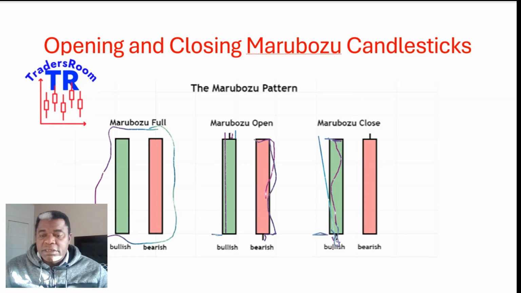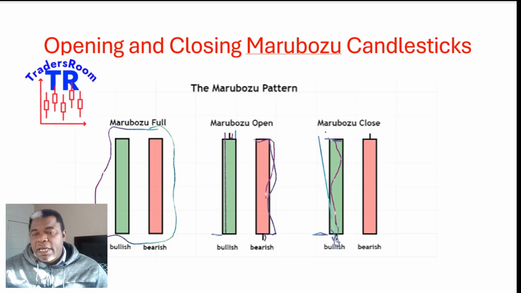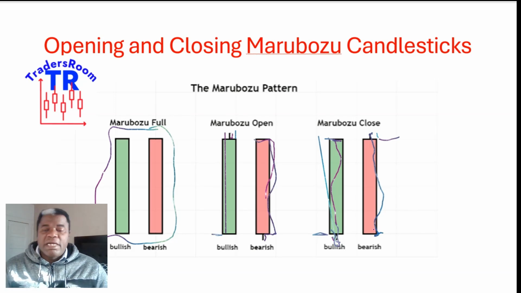So what that really means is that the buyers were able to take the day. In the other area, the Marubozu close in the bearish area, you'll find out that when the market did open here, possibly the buyer came and pushed it a little until it gets to this top. Then the seller now pushed it down until it gets to the low, and the market closed for the day.